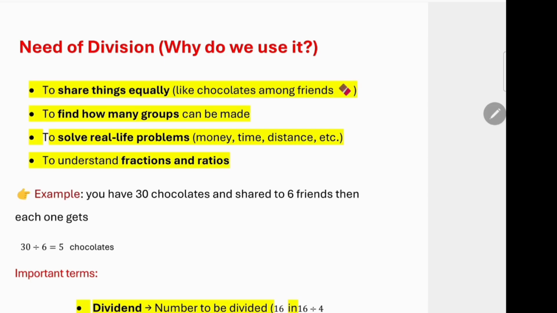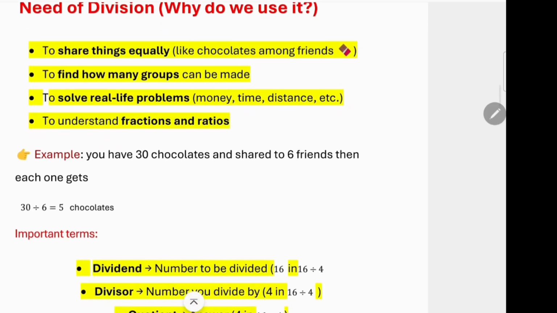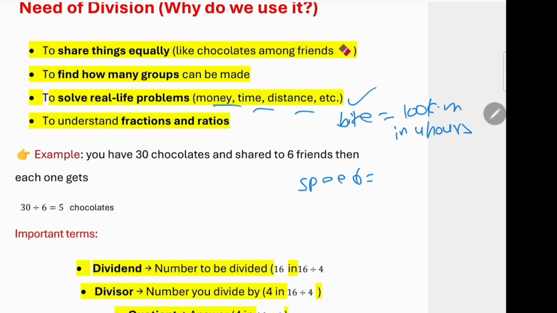Another one, finding real life problems like time, money, distance, and so on. For example, a bike travels 100 km in 4 hours. Then the speed of the bike is equal to 100 divided by 4, which is equal to 25 km per hour.